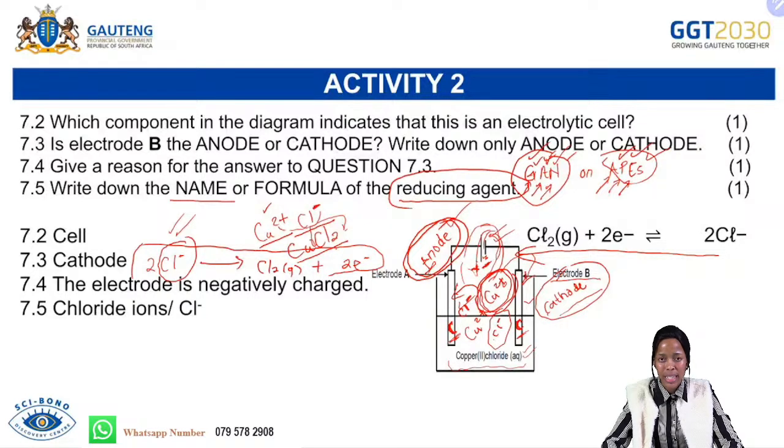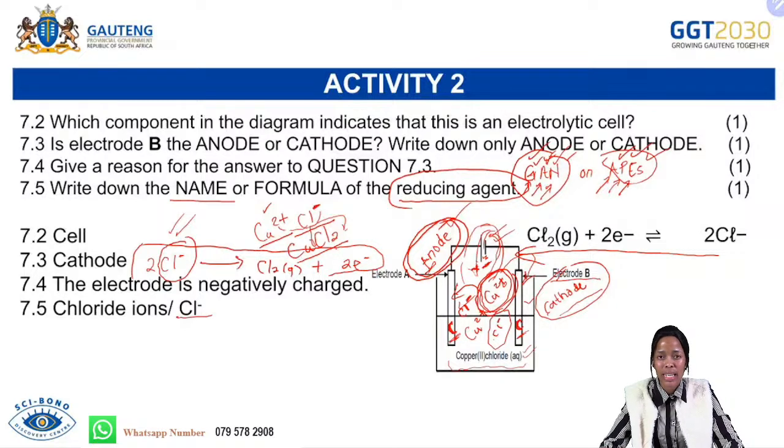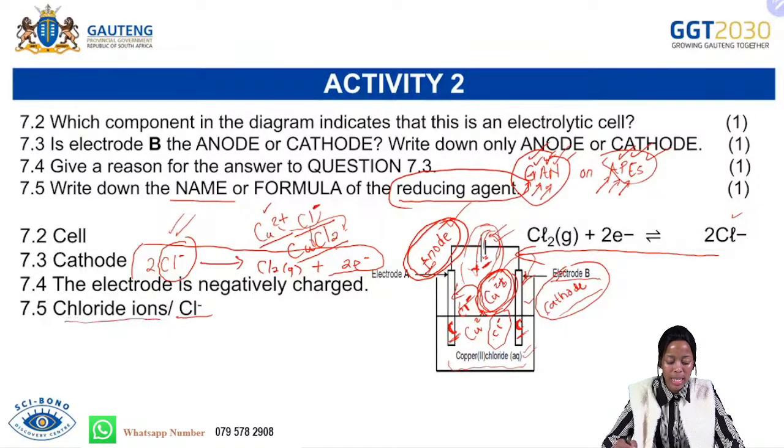Because they gave you both options, it means that you could have written Cl minus as the formula. If you wrote the Cl minus, it was going to be correct. Or if you wrote the name, which is the chloride ions, that is also going to be correct there. Okay.